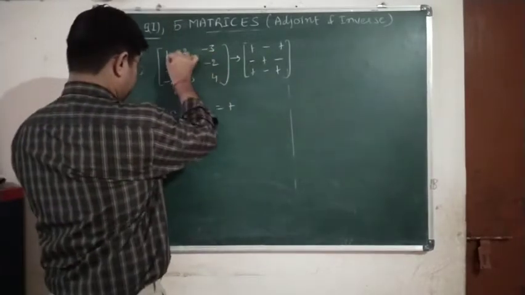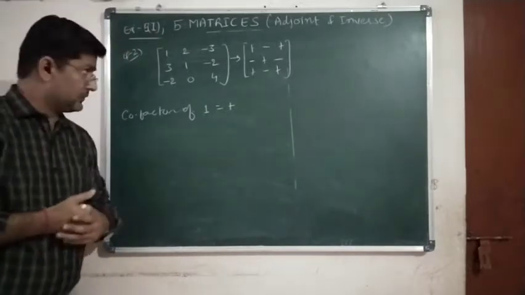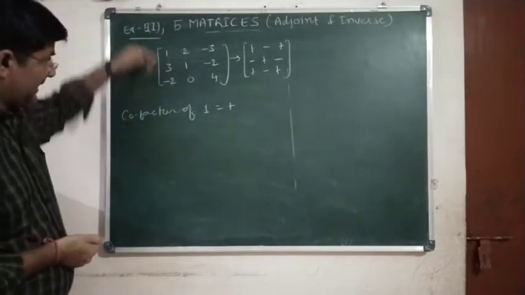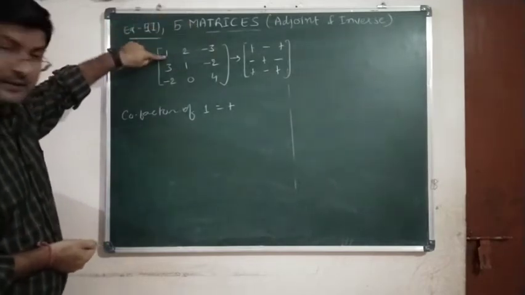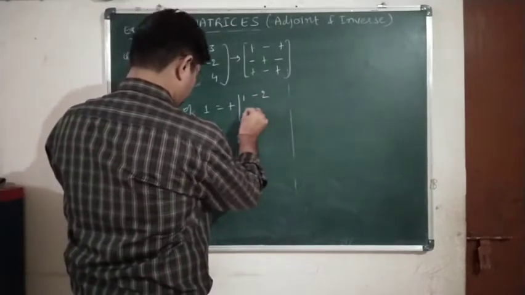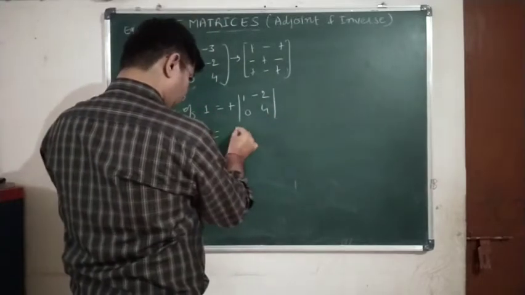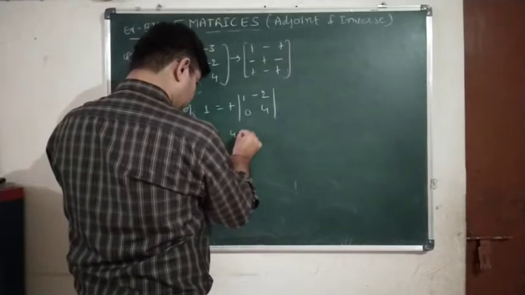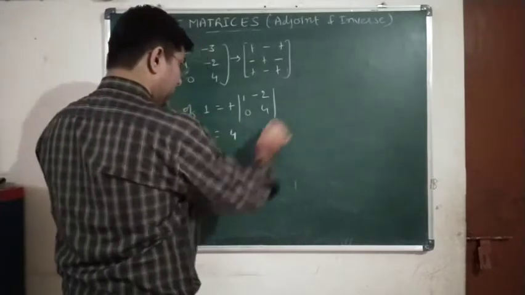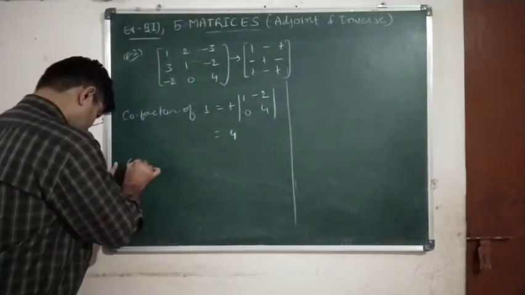Okay, and the 2 by 2 determinant of the submatrix obtained by eliminating the row and the column containing 1. So we have 1, minus 2, 0, and 4, which will be equal to 4 1s are 4, minus 0, that is 0 only. So 4 only will be the answer. Clear? So that is the cofactor of 1.